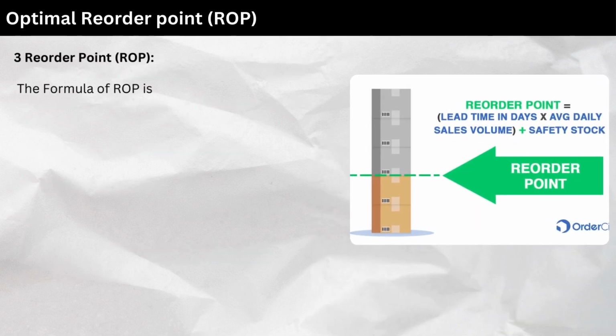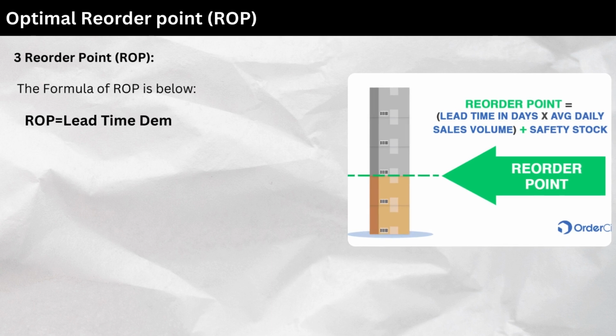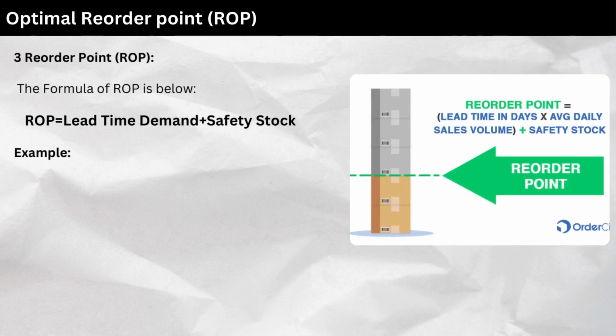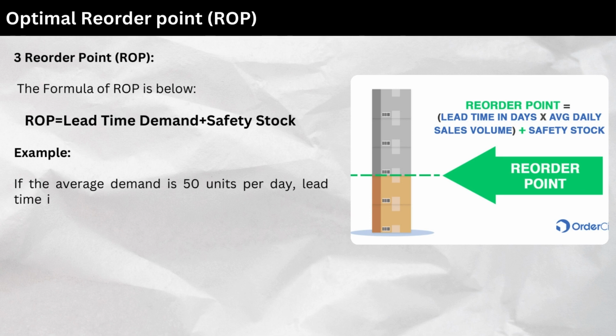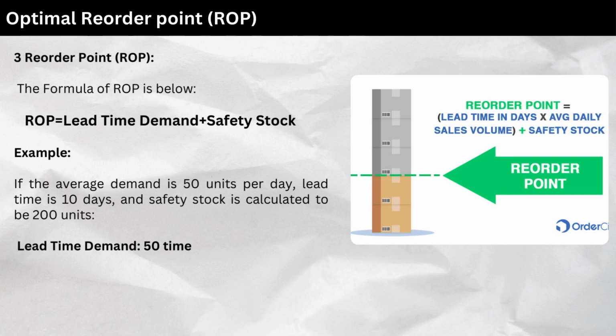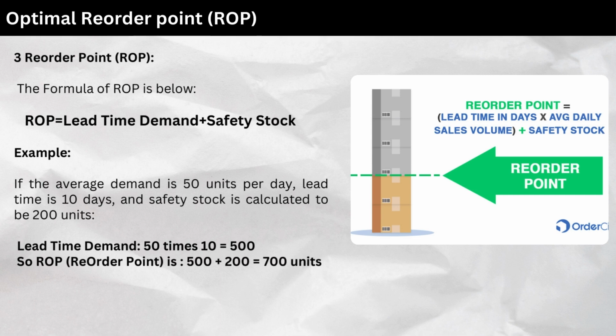3. Reorder point, ROP. The formula of ROP is below. Example. If the average demand is 50 units per day, lead time is 10 days, and safety stock is calculated to be 200 units. Lead time demand, 50 times 10 is equal to 500. So ROP, reorder point is, 500 plus 200 is equal to 700 units.